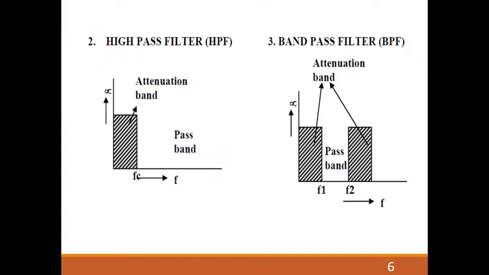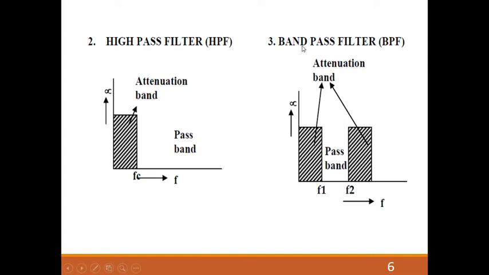Similarly, the high pass filter is just the opposite of the low pass filter. The lower frequencies from 0 to Fc are stopped. The remaining higher frequencies start being allowed for the specific applications.